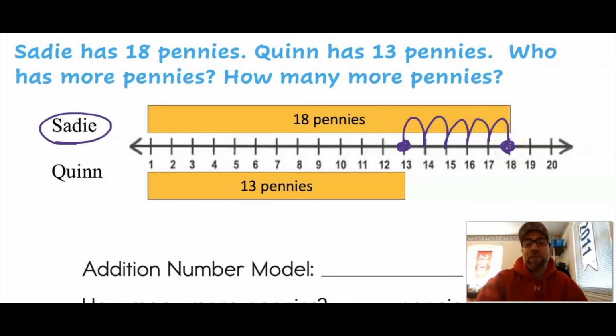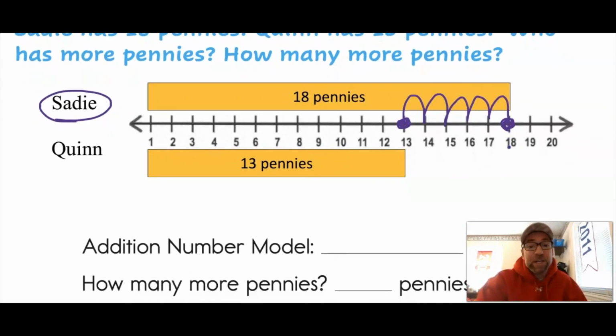Now, I can do this on my hand. I could put my smaller number in the rock, 13 in the rock, and I'm going to count up from 13 until I hear 18. So I'm at 13, 14, 15, 16, 17, 18. How many did I count? I counted up 5 more times.